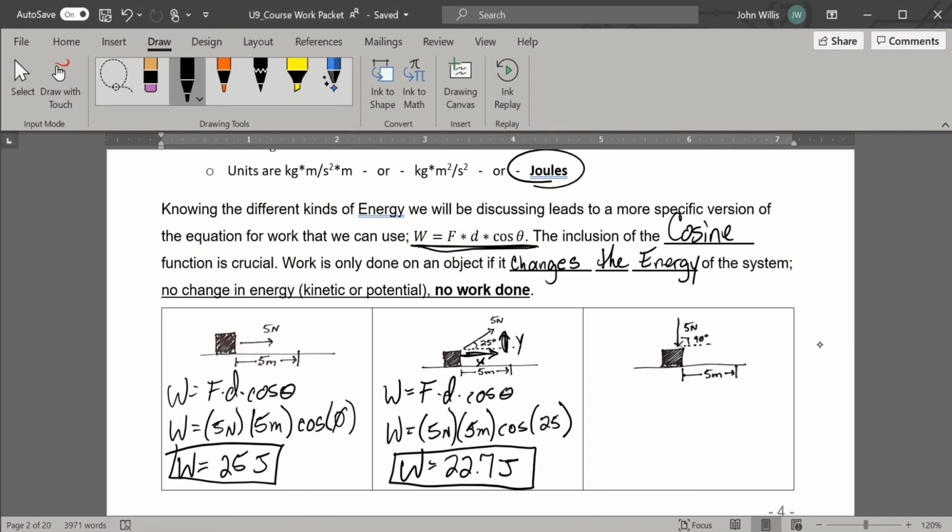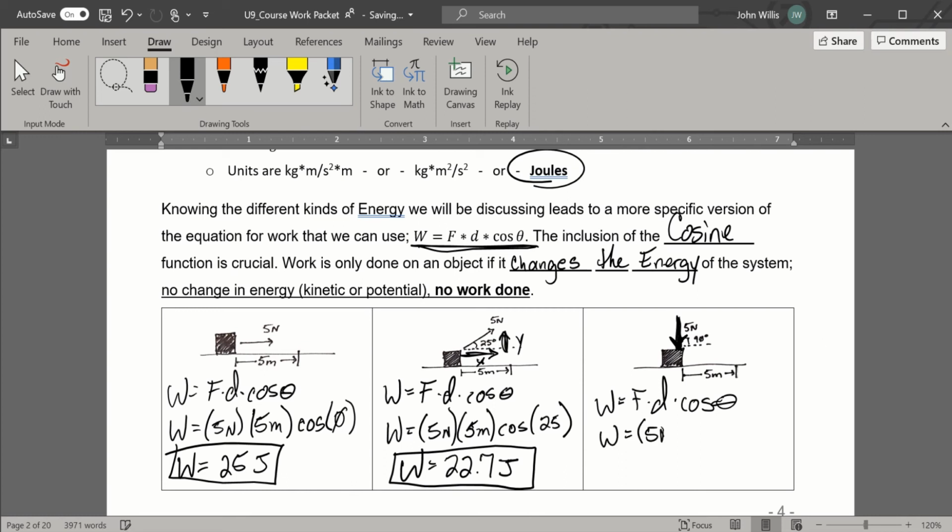Here, in our last example, I am applying a force downward of 5 newtons, and the box is still moving to the right 5 meters. No time in my life have I ever applied a force downward and something moved to the right as a response. Right? It's just never happened. But mathematically, we can explain why that is.